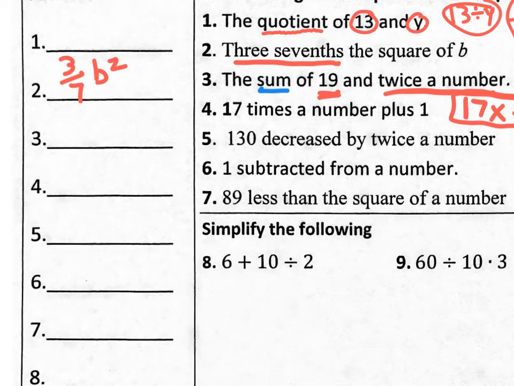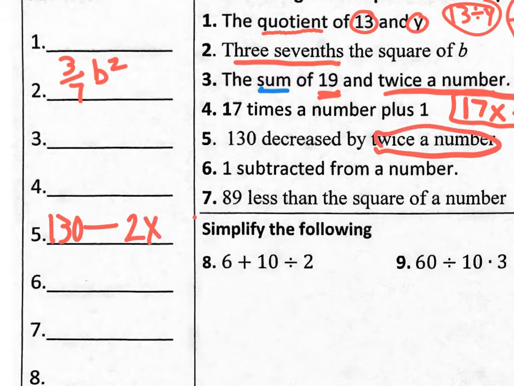130 decreased by a number. Well, there is no word that's from or than, so it's not like subtracted from, it's not like 130 less than, so there is no order switch. It's just decreased by, and we all know that decreased by means to subtract. So I'm subtracting, and 130 comes first, and decreased by what? By twice a number. What's twice a number? 2x. So 130 take away 2x is the correct answer for number 5.